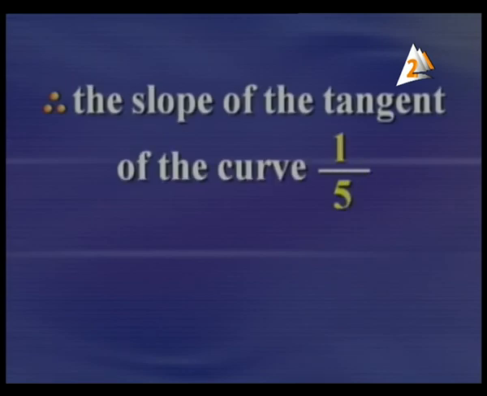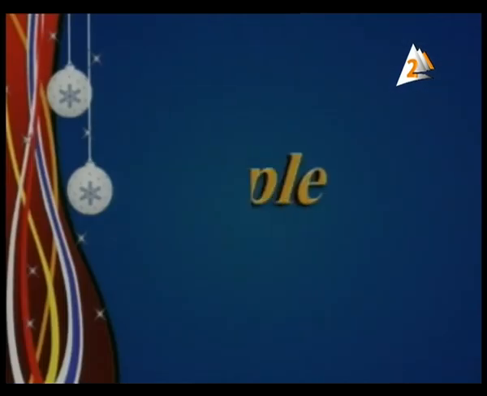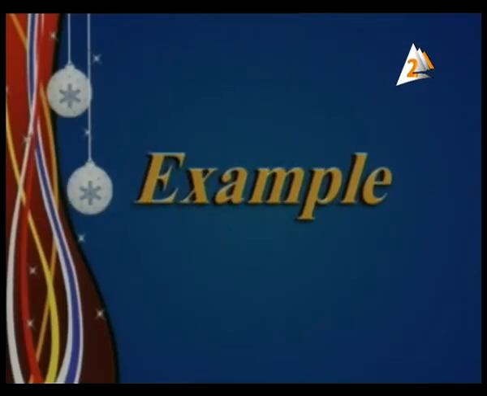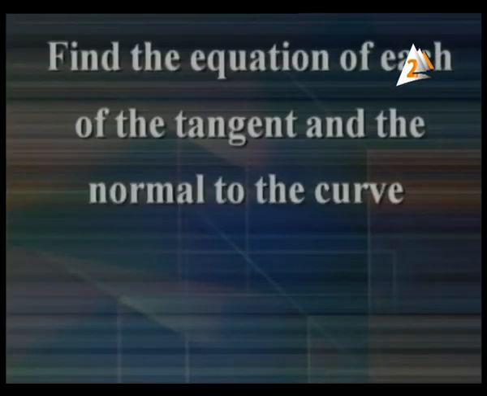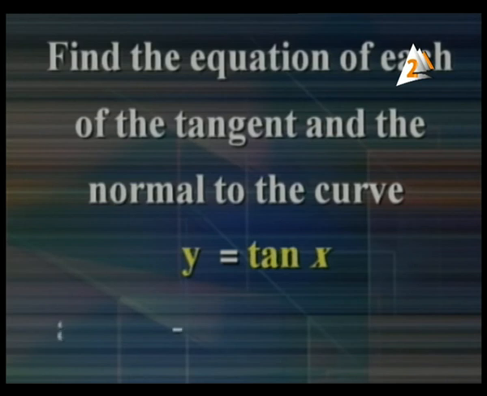Therefore, the slope of the tangent of the curve equals 1 over 5 at (-1, 1). Now we move to another example. Find the equation of each of the tangent and the normal of the curve y = tan x at x = pi over 4.